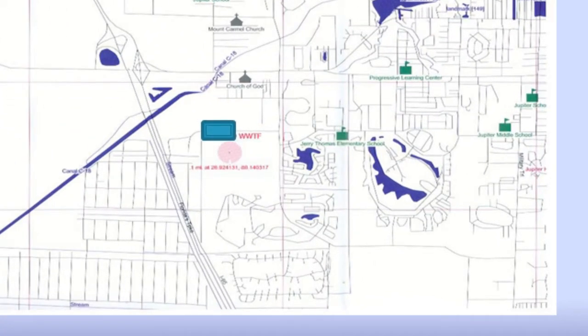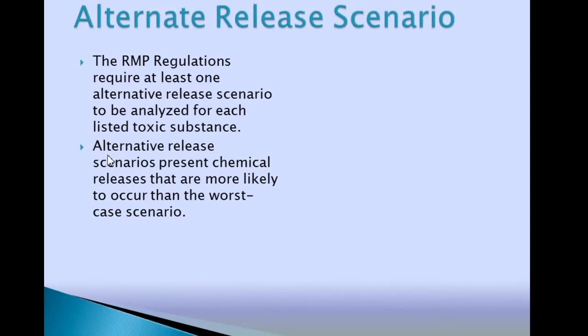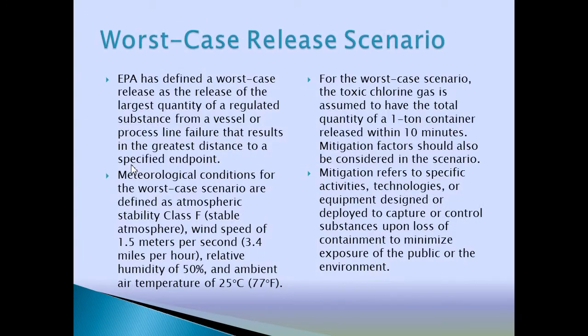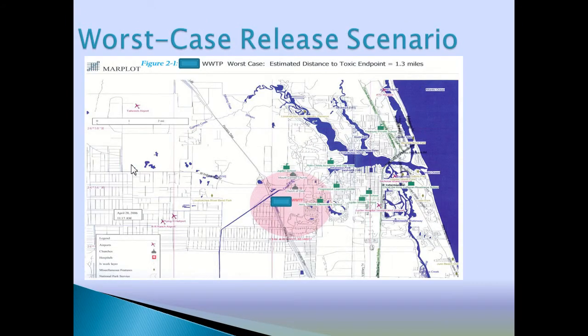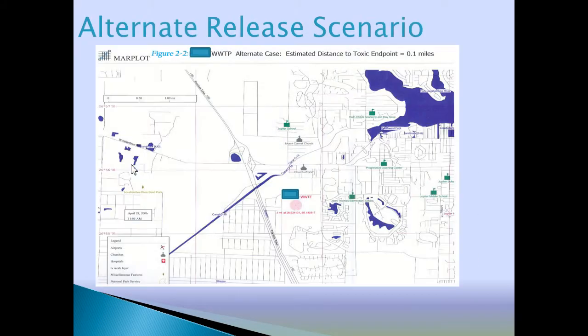And now that's your new circle of influence. So you see it's a lot smaller because your endpoint is going to be just 0.1 miles, where on the other scenario here, if you notice on your top right, your endpoint is 1.3 miles of a circle of influence. So it's a big difference between your alternate release scenario and your worst case scenario.